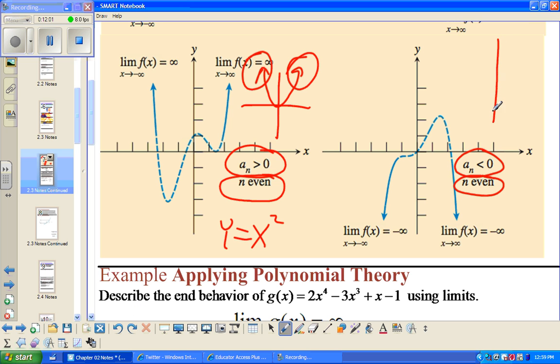I'll say that again. If you picture a parabola opening down in your head, any even polynomial with a negative leading coefficient will have the same end behavior. As you go to the left, it'll approach negative infinity. As you go to the right, it'll approach negative infinity. It's the same for all of them.